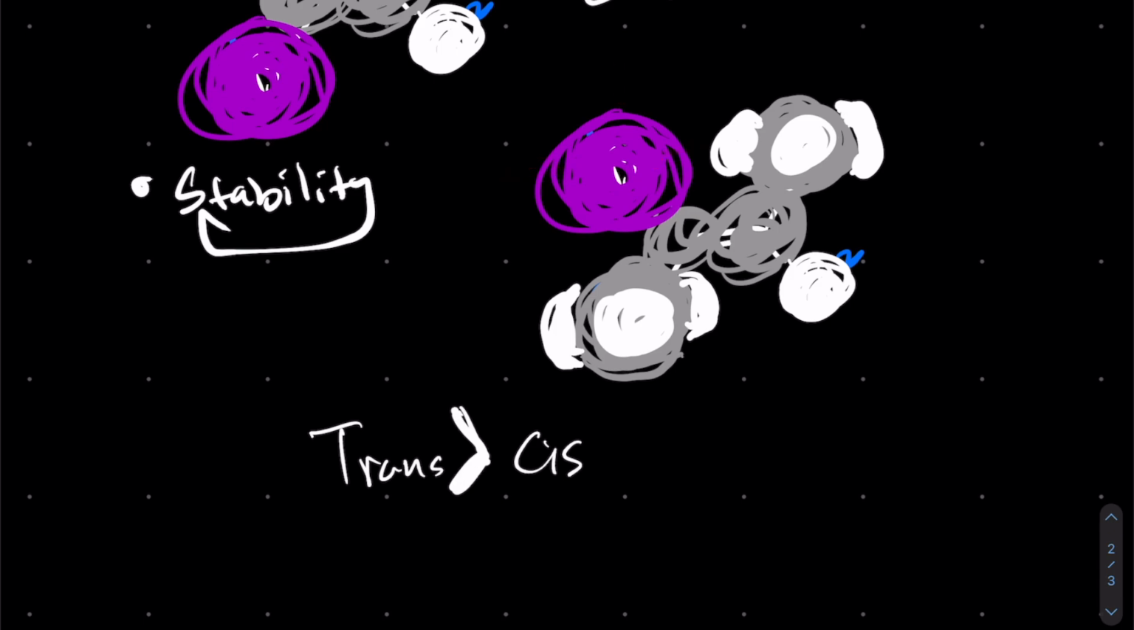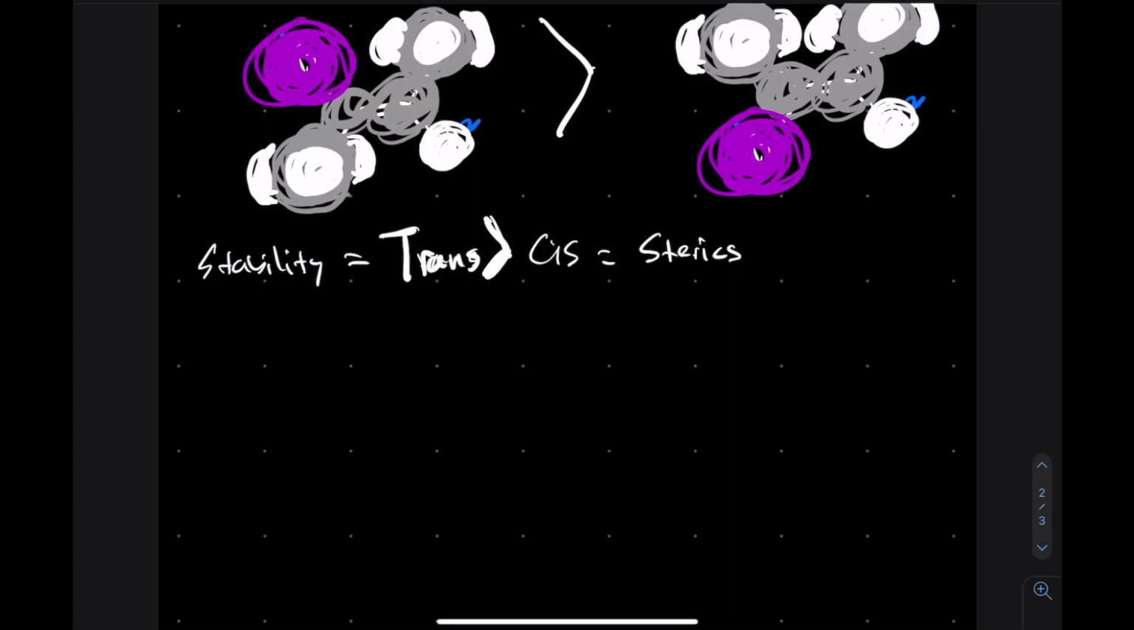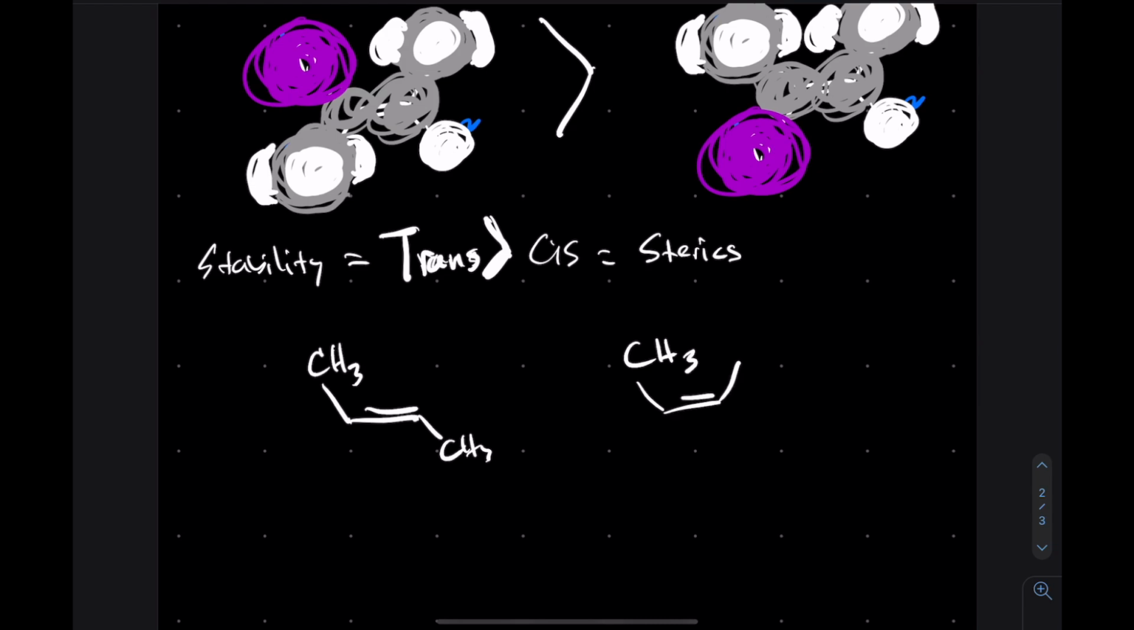But in general, we're going to say that trans is more stable than cis. So this is our stability, and that comes from sterics. Yeah, there you go. Stability: trans better than cis. A clear example is, of course, 2-butene. And oftentimes we don't bother to write the hydrogens here, but we can. The alkenes sometimes look weird without them, in my opinion.